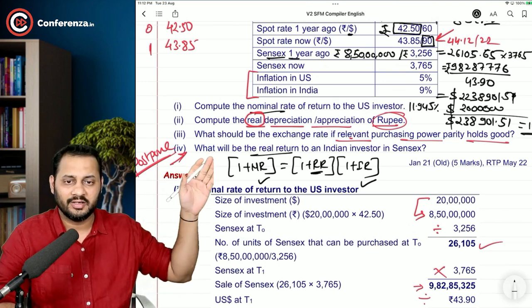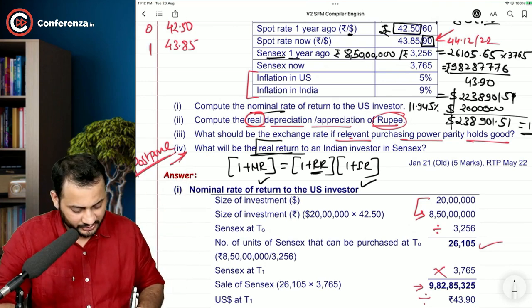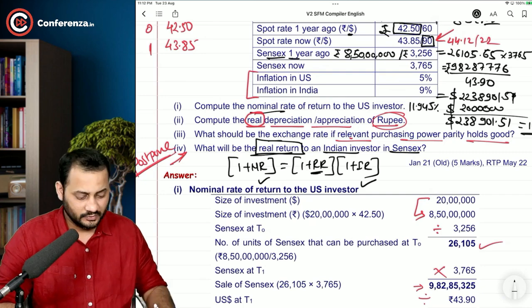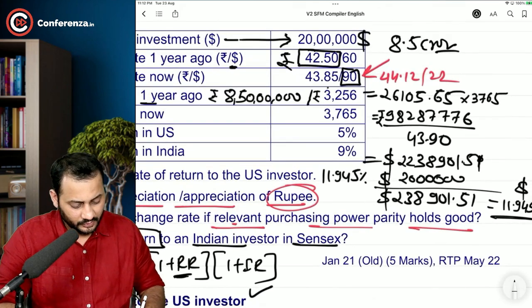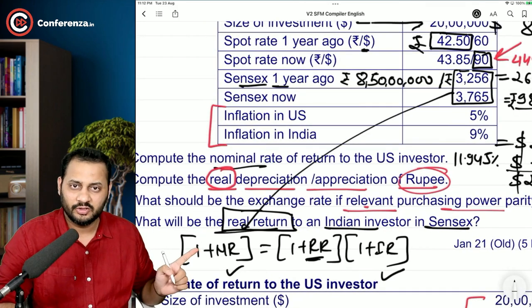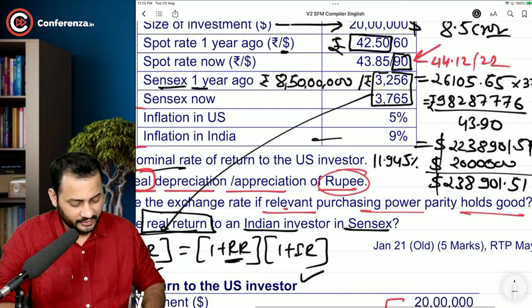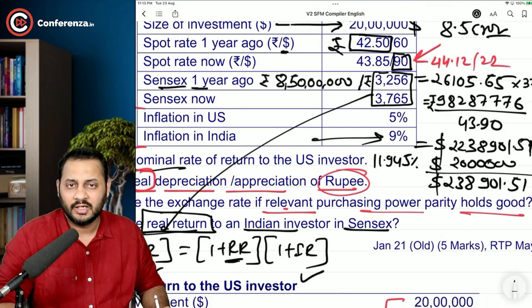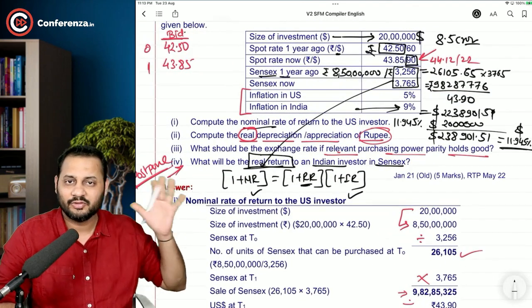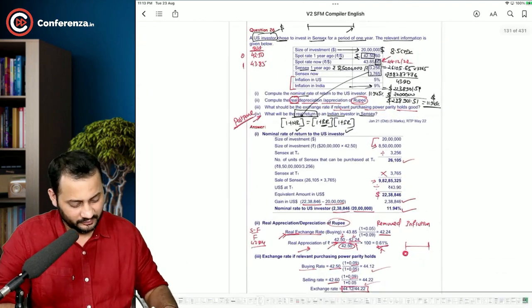So what will be the real rate of return? When the question says real rate of return to an Indian investor for Sensex, what you are going to do is the difference between these two will be considered as nominal return. Once you calculate the nominal return, you remove the Indian inflation rate out of that. I will just show you.